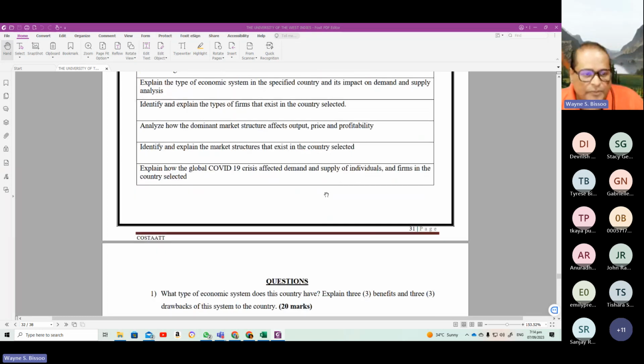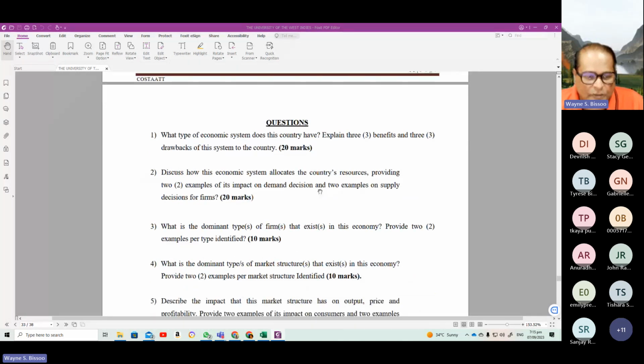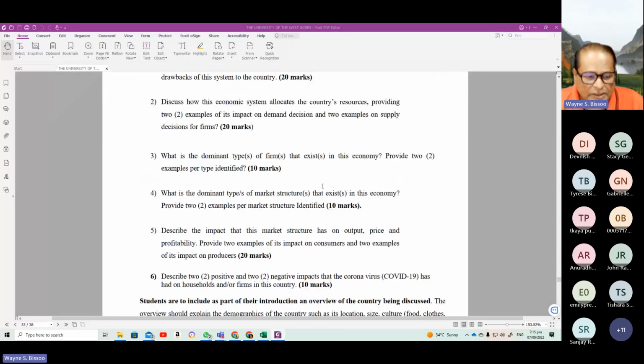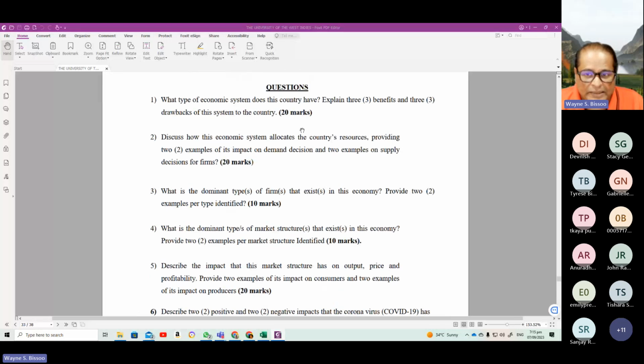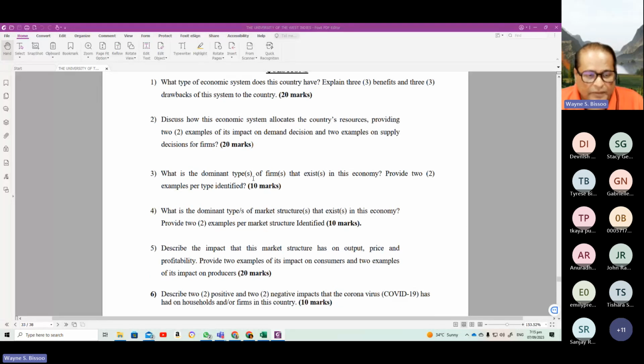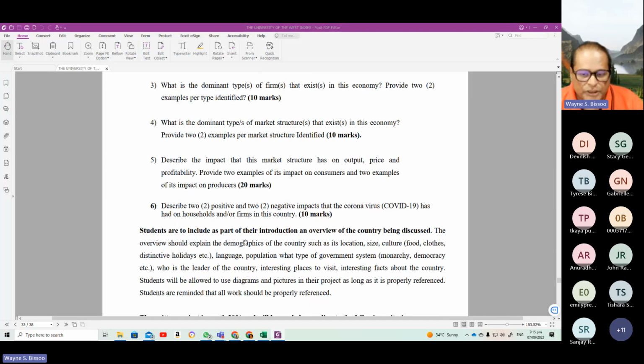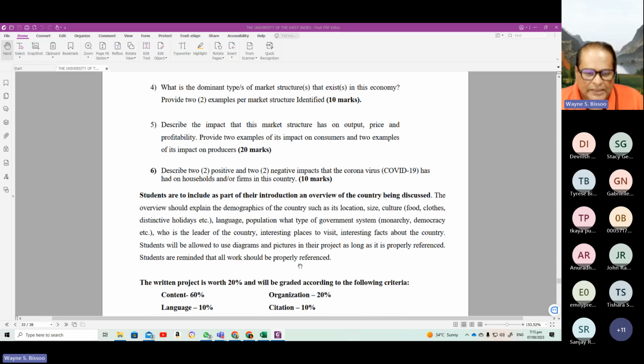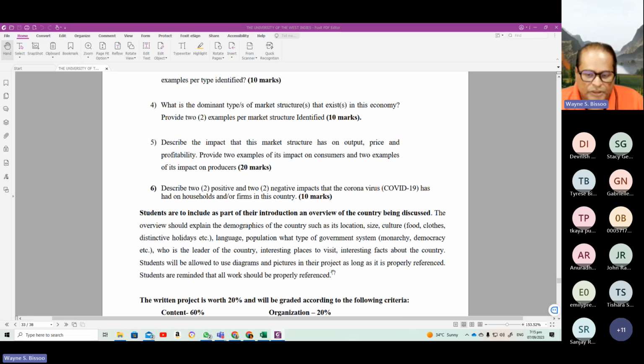All right, so the questions that are going to be asked are these here. You have these 6 questions that are guiding your analysis of the country. Plus, with that, you'd also be doing an introduction and a conclusion. As part of your introduction, you have an overview. You should explain things about the demographics, its location, its size, its culture, language, population, type of government, current leadership, and interesting facts about the country. And as I said, you're allowed to use diagrams and pictures and so on.